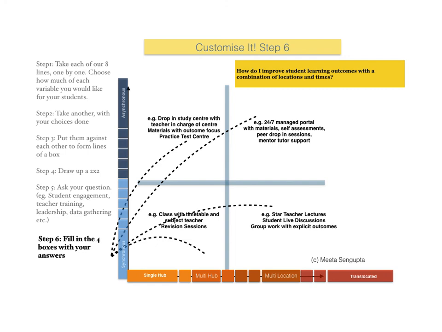Moving to the right at the bottom over here, suppose you have a multi-location or a translocation setup which is synchronous. How are you going to design that? Well, if you have multiple locations, but all of them have to be taught at the same time, it would be amazing to have a star teacher. Put your best teacher out there to teach the core of it. And that's what's going to create brilliant engagement. And then people are going to absolutely understand it. And then, of course, supplement it with team teaching, supplement it with materials. But in that moment, create student live discussions to keep it synchronous. Create group work with very explicit outcomes.